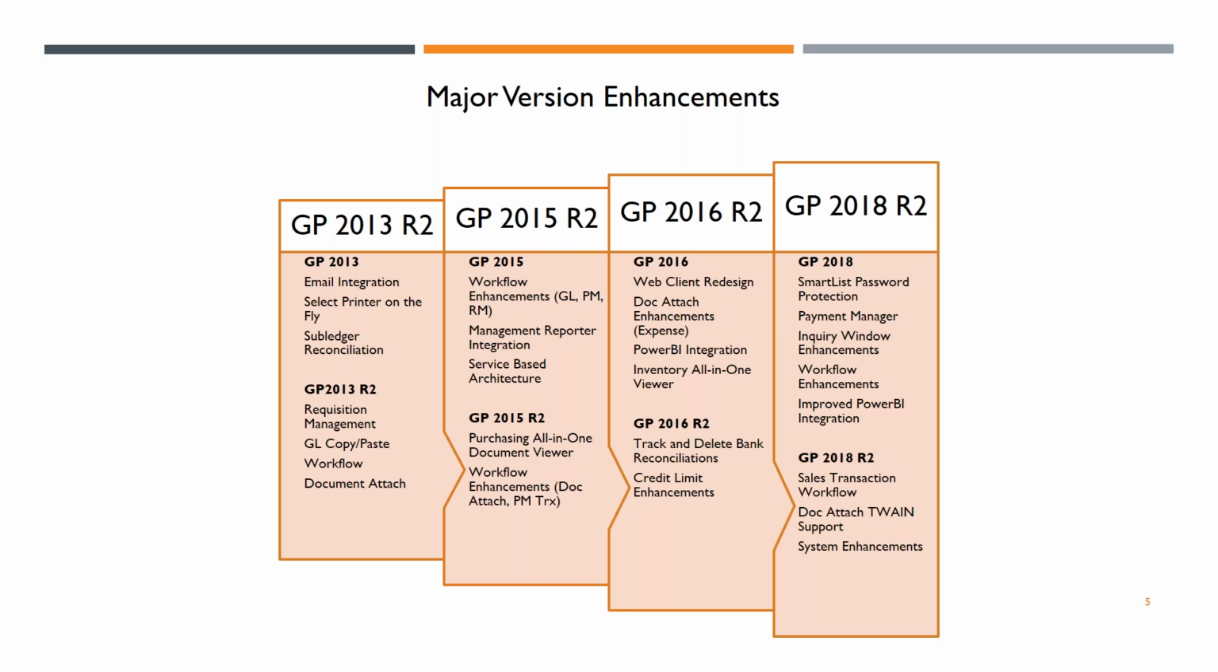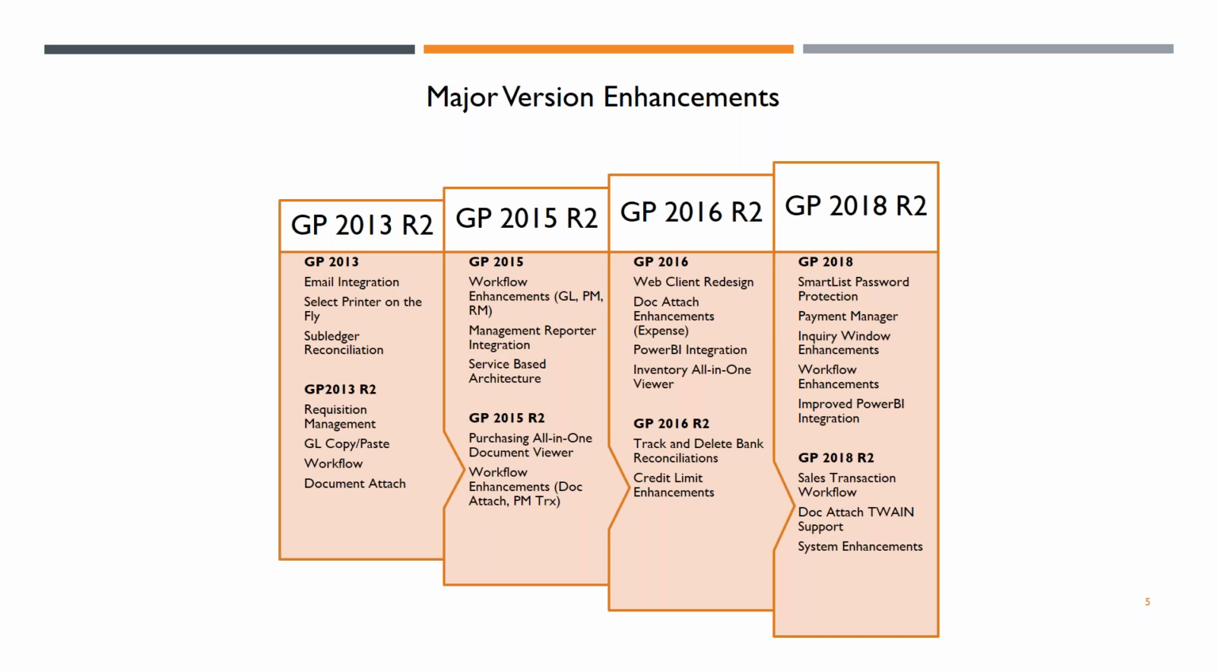And then in 2015 R2, they brought out something cool, which a lot of people don't know is there, which is the all-in-one viewer for purchasing documents. It brings up a screen. You can select search criteria, and based on a purchase order it'll show you the entire history. It's a visual tool as well. It shows here's the requisition, here's the purchase order that was created from it, here's the date it was received, and here's the receiving, and then finally here's the matched invoice. So it's just a visual way of looking up your purchase orders inside of GP.